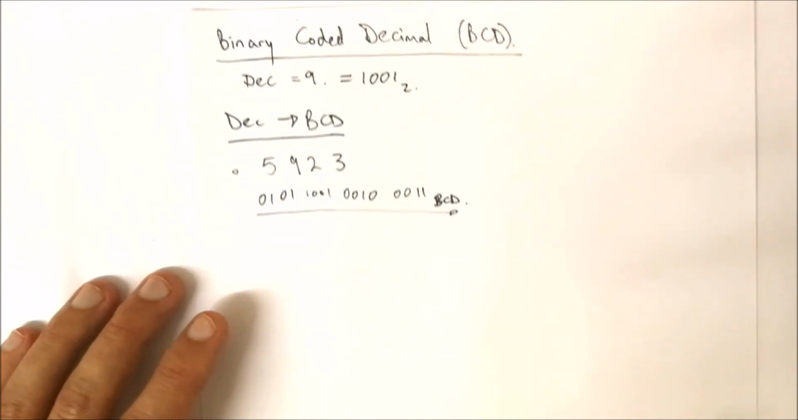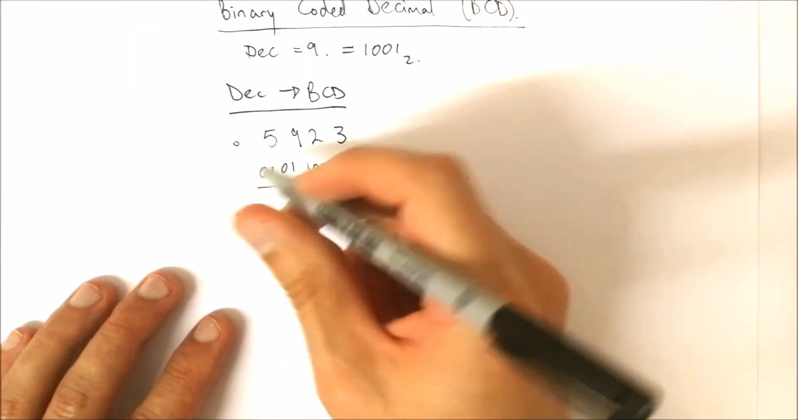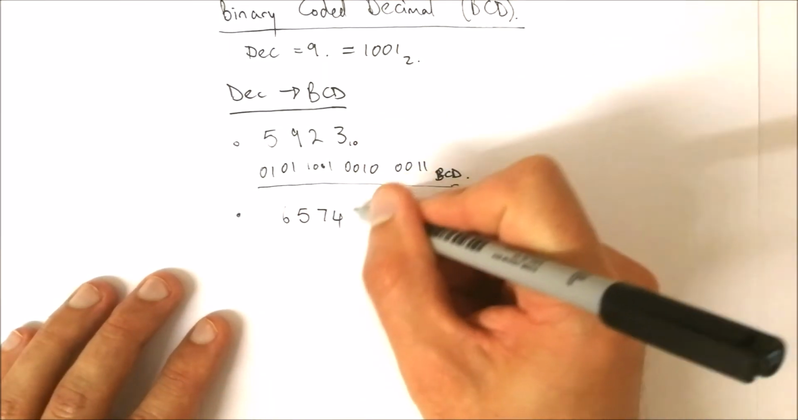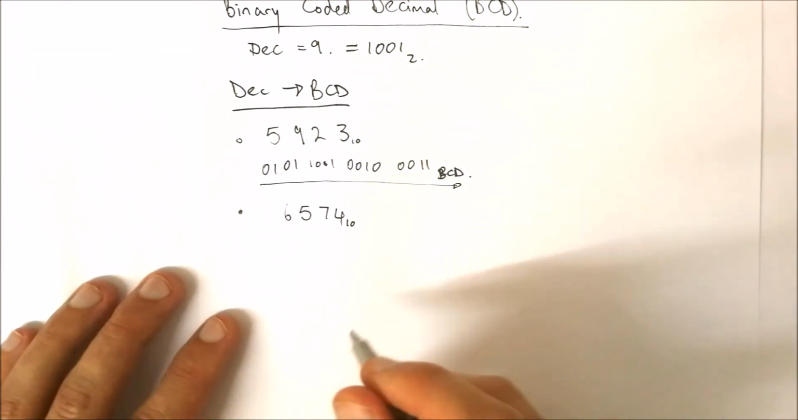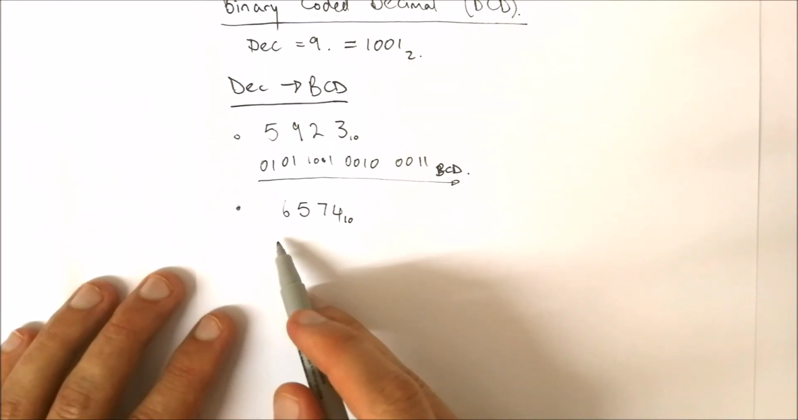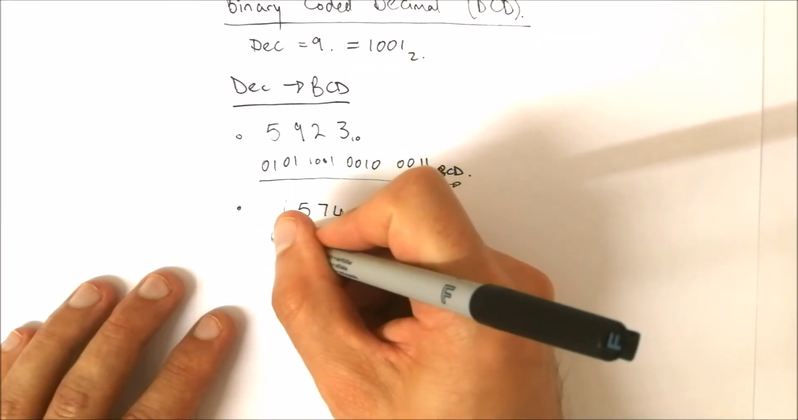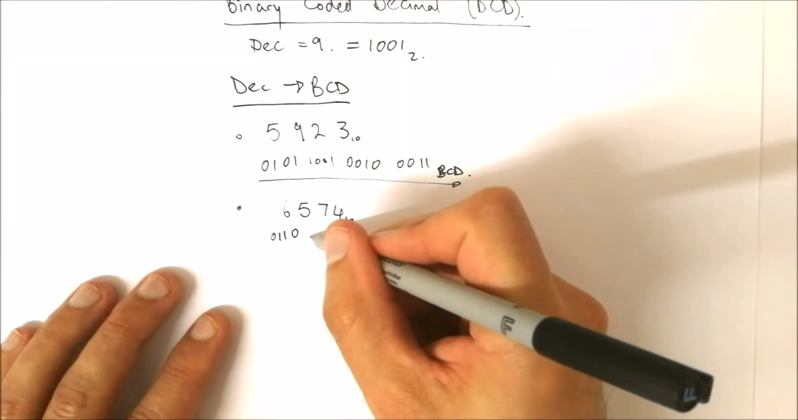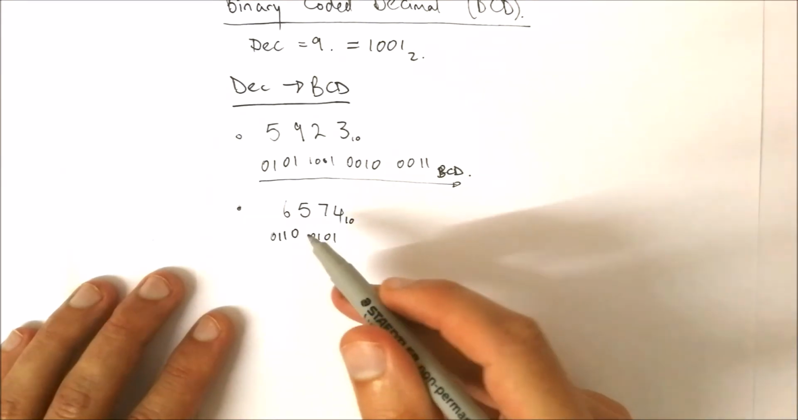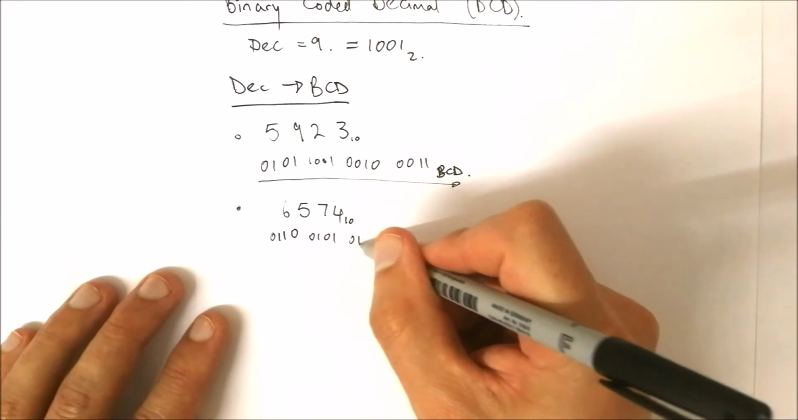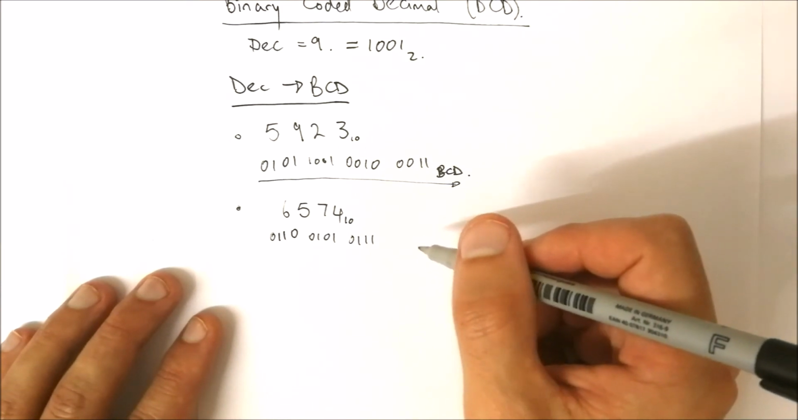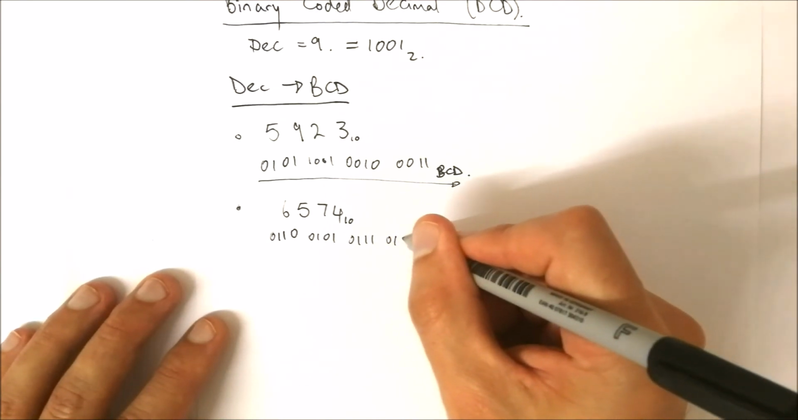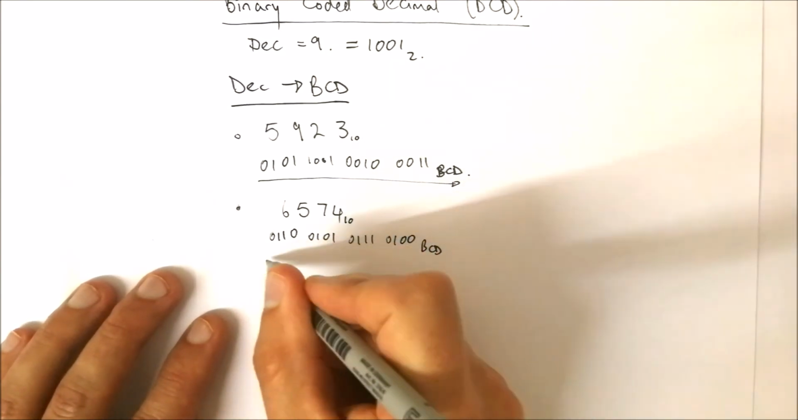Okay, let's have a look at another example. We've got the number 6574, because these are base 10 numbers and we want it converted to BCD. So 6. What is 6 in binary? Well, that is 0110. What's 5 in binary? Well, 5 is 0101. 7 in binary is equal to 0111. And 4 in binary, again in sets of 4 bits, is equal to 0100. BCD. That's our final answer.